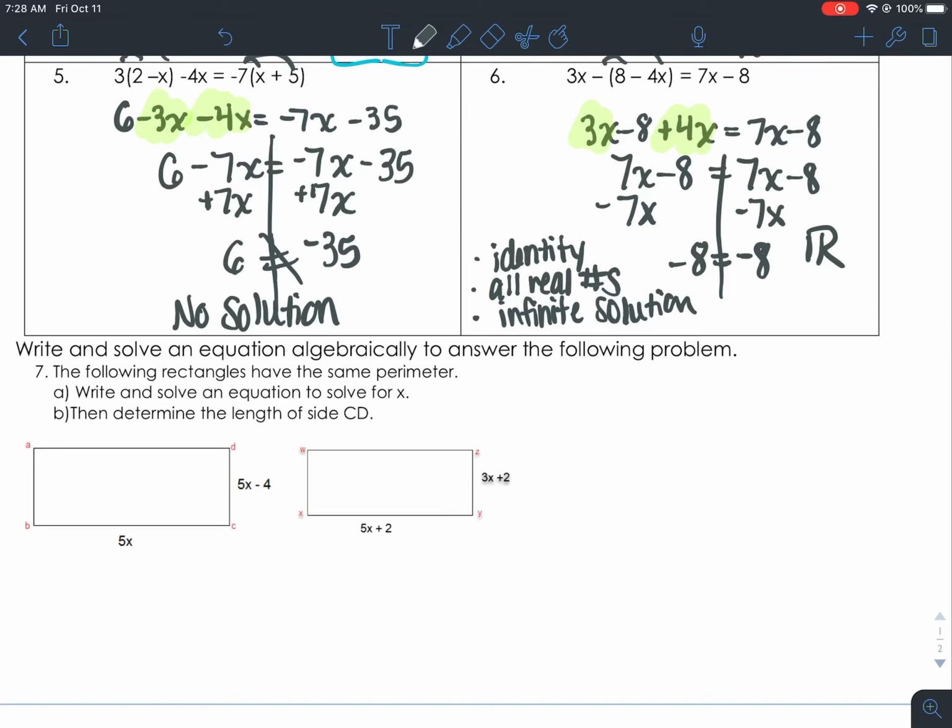It says write and solve the equations algebraically. So the following rectangles have the same perimeter, so when we add up all the sides, they're going to be equal to each other. First, we're going to write an equation to solve for x, and then we're going to determine the side of CD. So if they have the same perimeter, then that means that when I add all the sides together on one of the rectangles, it'll equal whatever all the other sides on the other rectangle equal.